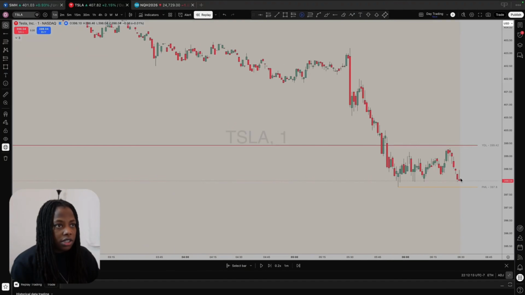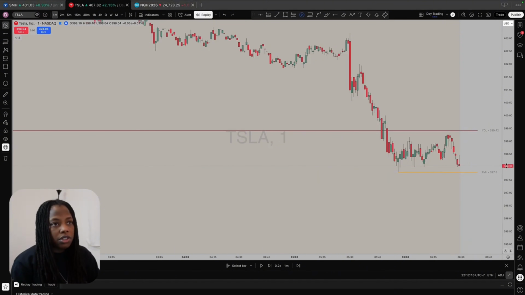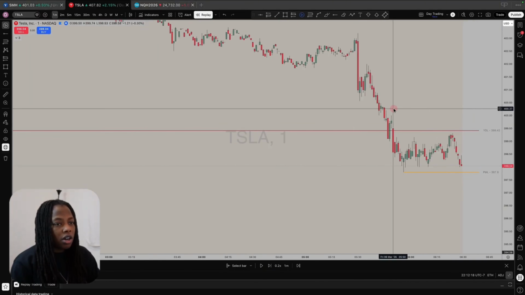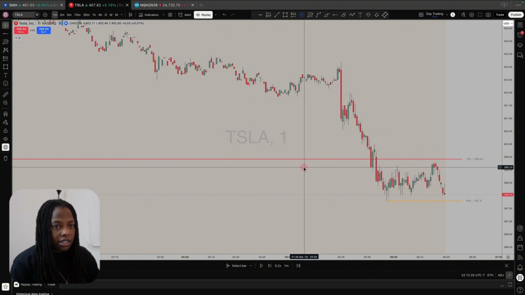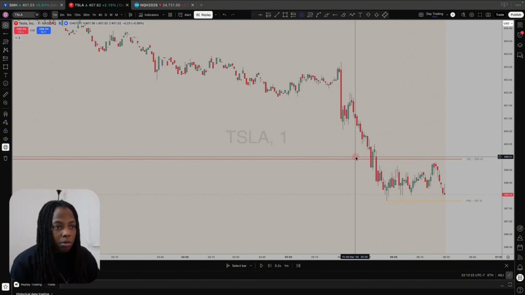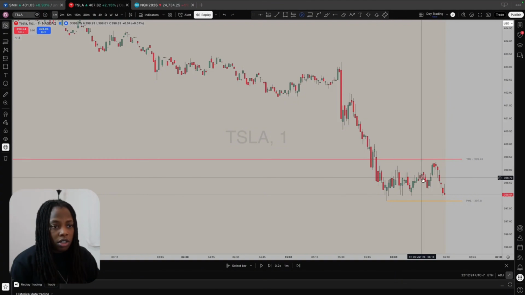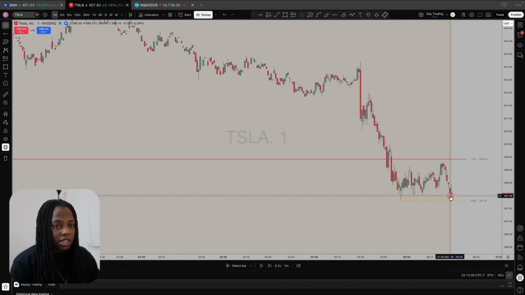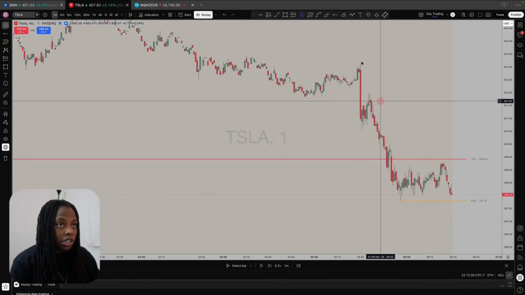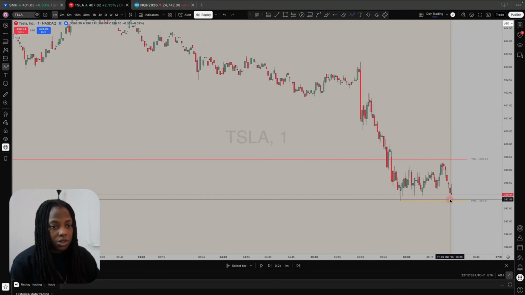For example, in this case, coming into the day, we're seeing a lot of selling on Tesla, and Tesla has broken below the previous day's low. Now, the game plan is you're looking for price to do something like this, different scenarios, to open, pop up, reject it, and come down.